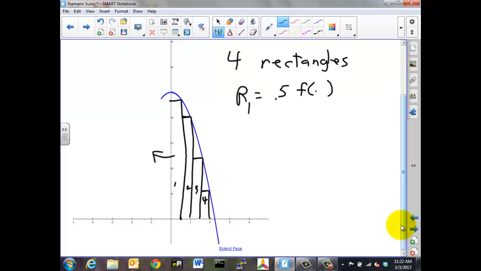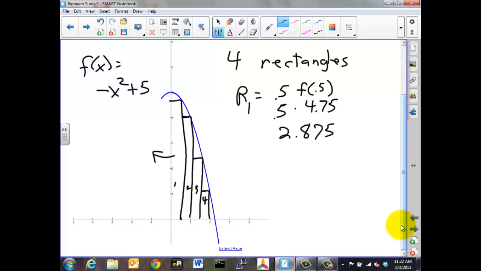0.5. Okay? And if we put 0.5, let's write our function back up here. f of x equals negative x squared plus 5. Somebody with a calculator can figure out that 0.5 squared is... 4.75. Yes, 4.75 here times the 0.5. And if we multiply those together, we get 2.375. So that's the area of rectangle 1.